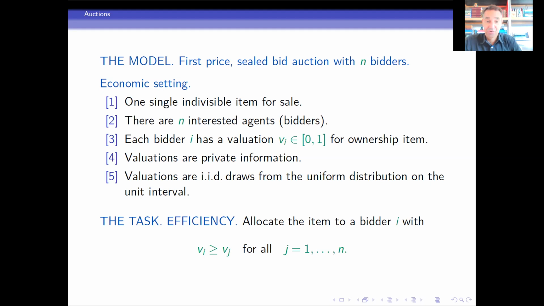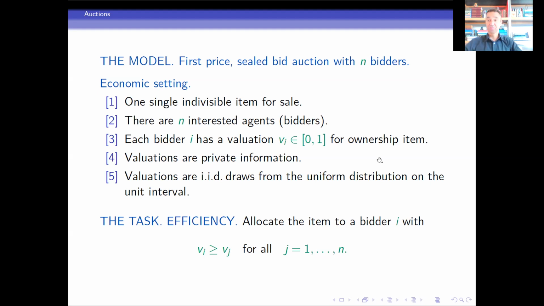So v_i should be larger or equal to any of the v_j for other people. If there happen to be two people with the same valuation, then you can simply allocate to one of the two, and both allocations will then be fine, so you can choose. But in general, of course, there's only one maximum, and then you have to allocate to the bidder with the maximum valuation. So this is the task.